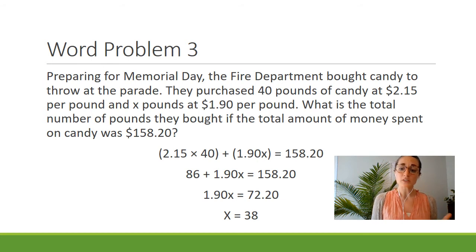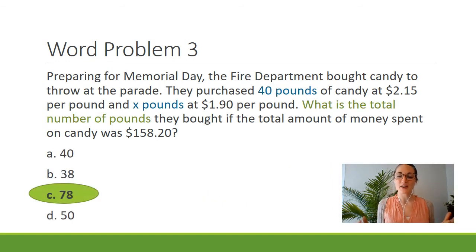So one side will just end up with $1.90 times X. But the other side, now that we've subtracted 86 from $158.20, we'll end up with $72.20. So now we need to divide because we have $1.90 times X, and the opposite of multiplication is division. So this will leave X by itself, but when we divide $72.20 by $1.90, we end up with 38. Now, X is the number of pounds. That means they had 38 pounds of the candy that cost $1.90 per pound.